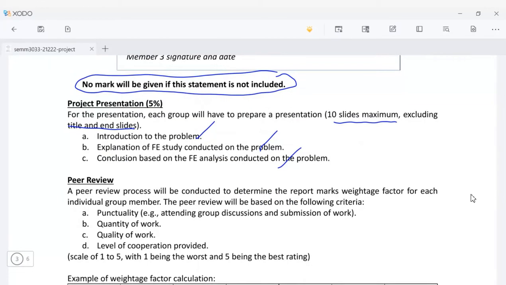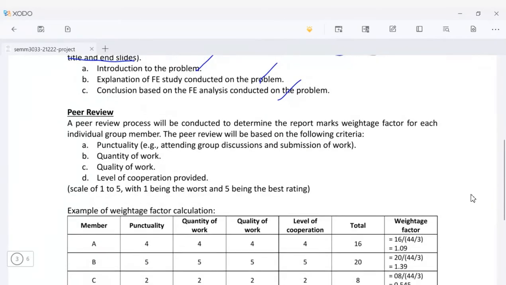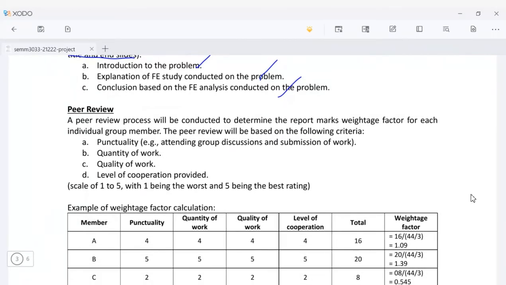And then we have peer review. The issue with peer review lately is, let's say we have 3 people and one of the members is not doing anything. So he gets the same mark as the rest, which to the others is unfair.